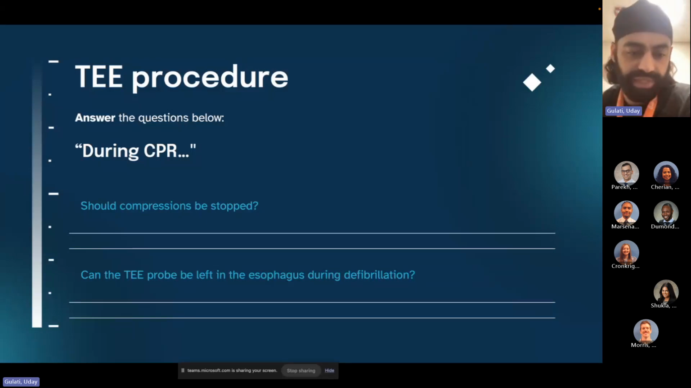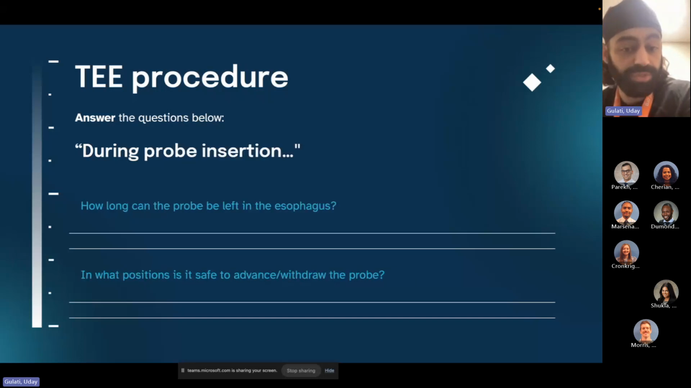And yes, you can absolutely leave the TEE probe in the esophagus during defibrillation, just only touching the probe. And during probe insertion, how long can it be left in? Well, it can safely be left in for a couple hours. You can take it out, get it properly cleaned, and then leave it hanging in the room. If you decide that the next provider is going to use it again, or if you come back the next day and want to make serial assessments, then you can do that again.